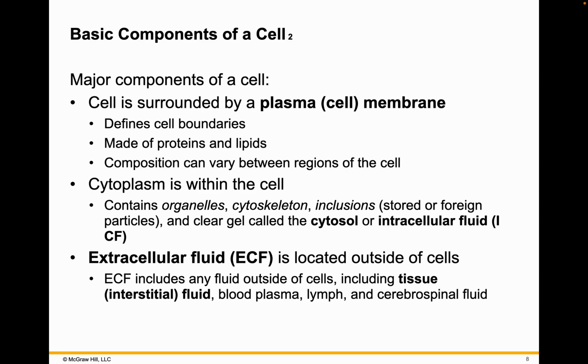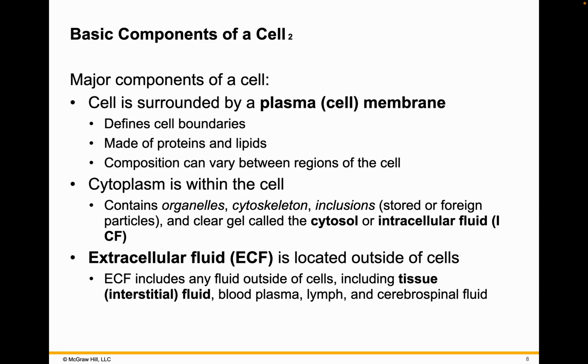The major components of a cell are the plasma membrane, which defines the cell boundary. It's made up of proteins and lipids. Its composition will vary between cells, and it will also vary between regions of the cell. The cytoplasm is within. Inside the cytoplasm are the things we talk about but can't see with a light microscope: organelles, cytoskeleton, inclusion bodies if they're present. And it's all surrounded by that clear gel we call cytosol, or intracellular fluid.